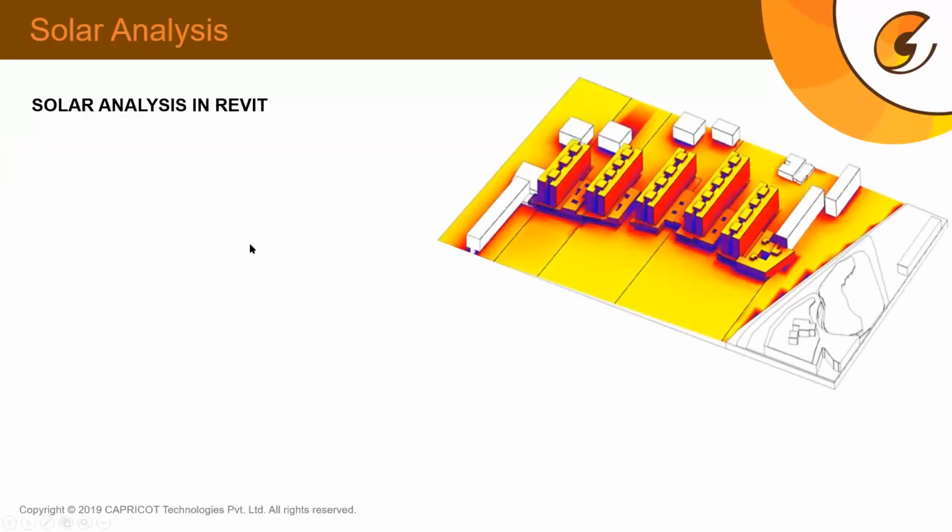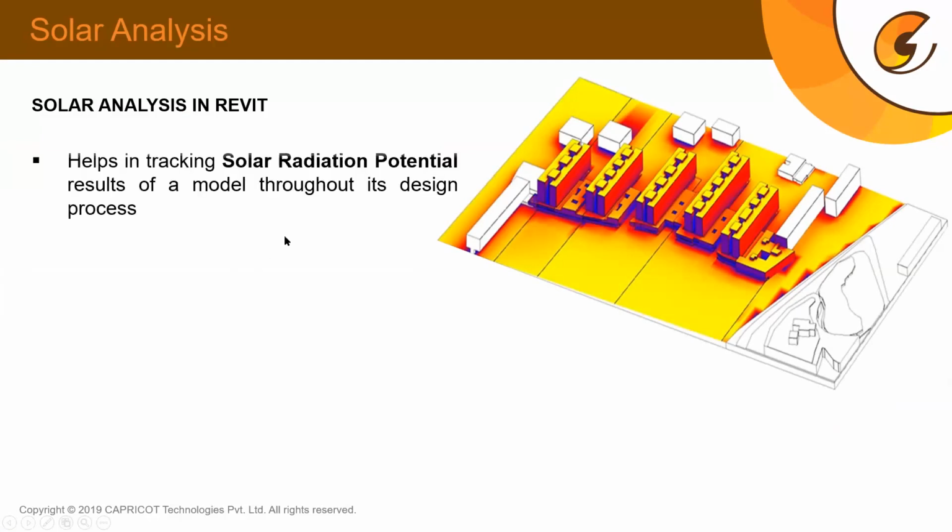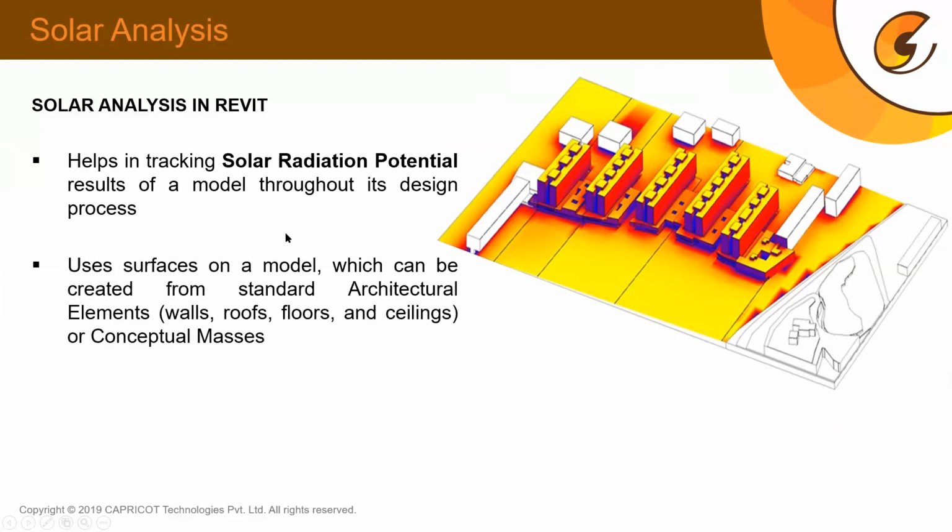Solar analysis plays a very important role in the current scenario, because we want to make our building more sustainable, and we want to utilize the alternate resources as much as possible. So we have an internal tool called solar analysis in Revit. I'm going to show you on Revit. What it does is help us track solar radiation potential.